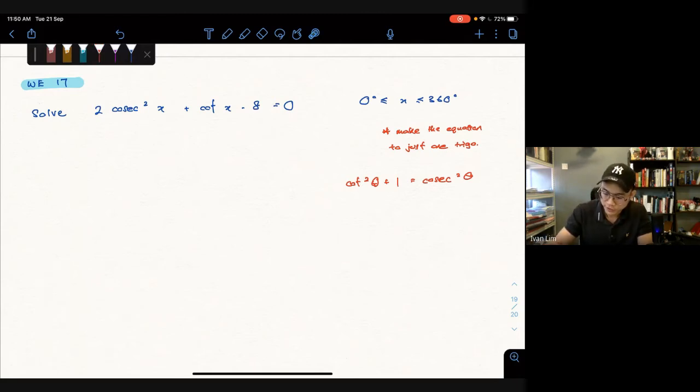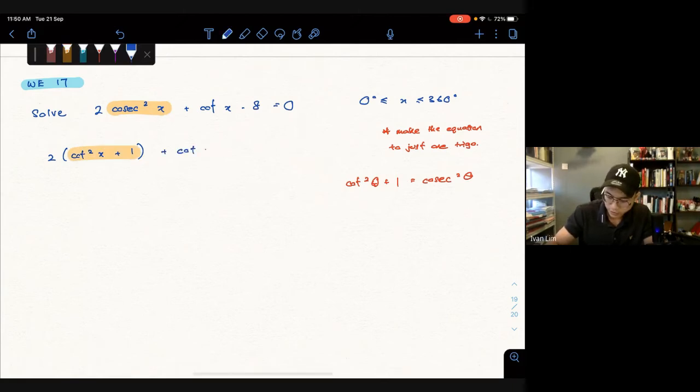Because over here, I have a cotangent. So remember the goal is that I want to make the equation all one trigo. This is when you want to solve your equation. So let's change that cosecant square x. It can be written as cotangent square x plus 1. Can you all see that? So I replace this with this.